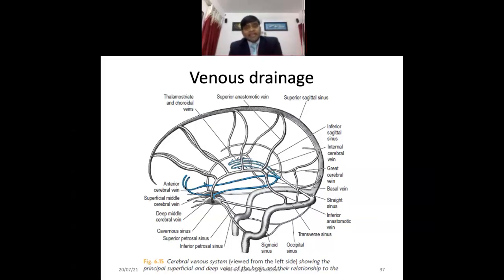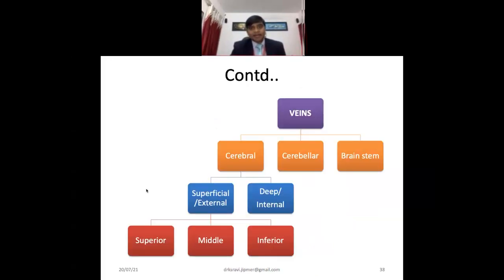So what happens is that these veins pierce the arachnoid mater, and then not only the arachnoid mater but also the inner layer of the dura mater, to finally open into the dural venous sinuses. Now what happens, we'll see in the next slide over here.